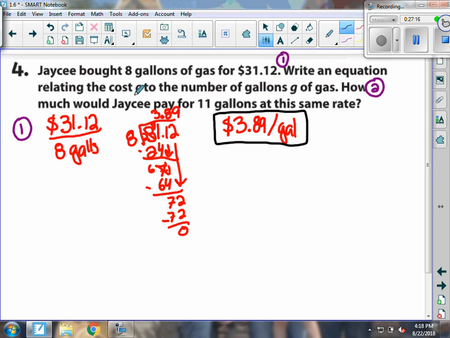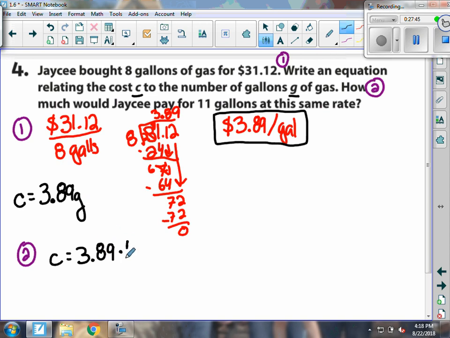So now we're going to use this information to create our equation. They want to know the total cost. So C is equal to the price per gallon, $3.89, times the number of gallons, G. So here's my equation. So I'm done with number 1. Now I'm working on step 2. How much would JC pay for 11 gallons at the same rate? So I'm going to take my equation and plug in 11 for my gallons.